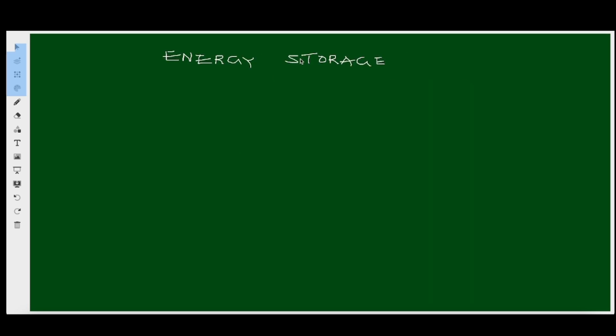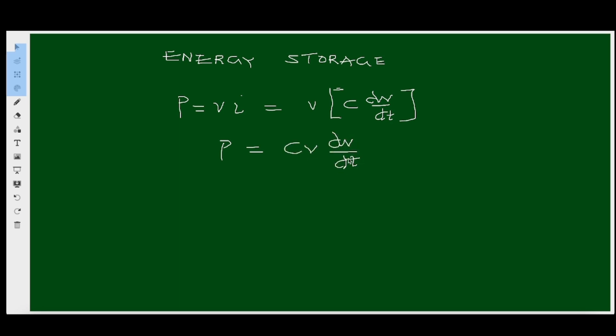So let's now go to the energy storage for a capacitor. That is how a capacitor stores energy. To determine the energy stored in the capacitor, we begin with the power delivered to it. P is equal to voltage times current, right? So what is current? Current is C dV/dt, right? We have V multiplied by C dV/dt. So what does that give us? It means that the power is equal to CV dV/dt.